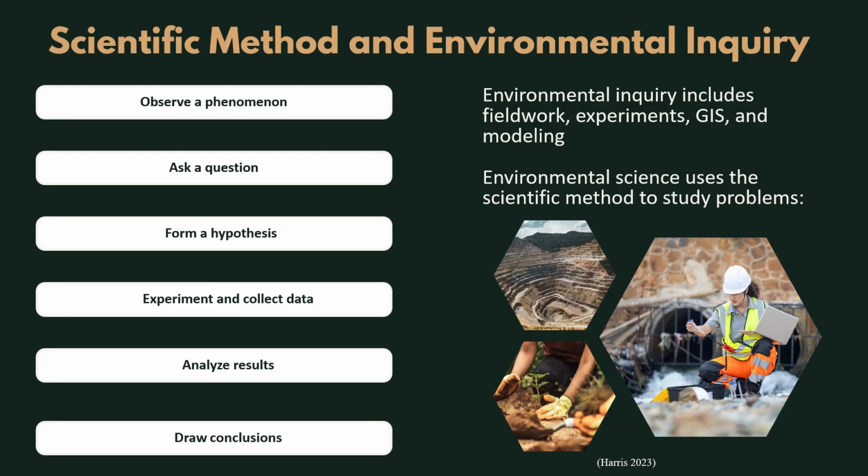Then we form a hypothesis. This is a testable explanation. That key word is testable. For example, we might hypothesize that fish decline is due to an increase in temperature from climate change. We can test the temperature and see if that has an actual impact on it. It's something that's actually testable.